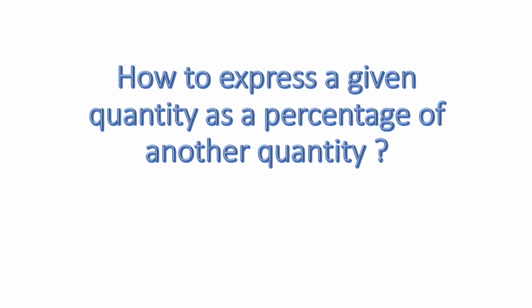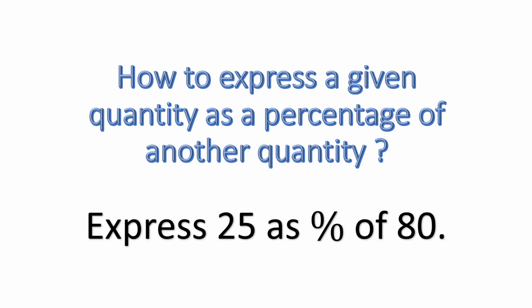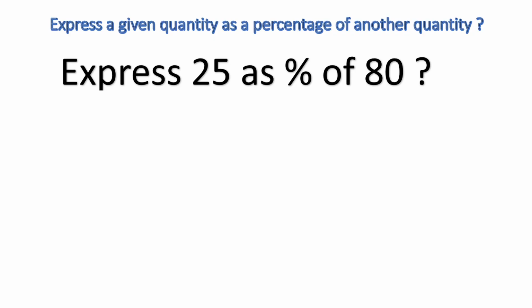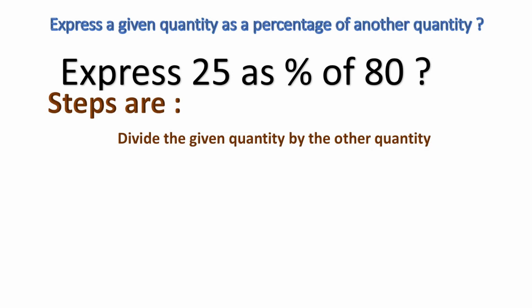How to express a given quantity as a percentage of another quantity. Example: express 25 as a percentage of 80. So, if the question is express 25 as a percentage of 80, the steps to solve this are: number one, divide the given quantity by the other quantity.